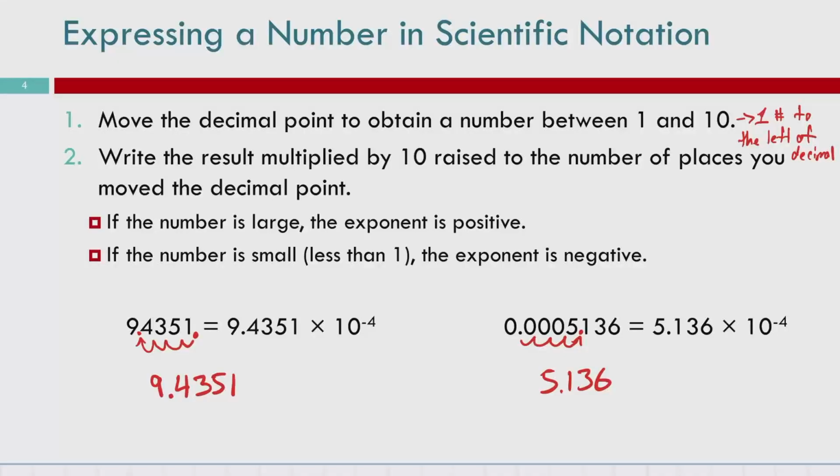And then for the second part, this is the exponent part. We're going to write that decimal part that we came up with from part 1, multiplied by 10, raised to the number of places we moved the decimal. So there's always going to be a times 10 part. So you can add that in for free every single time. And then we need to count how many places we moved over. If the number is large, or if we're moving to the left, then the exponent is positive.